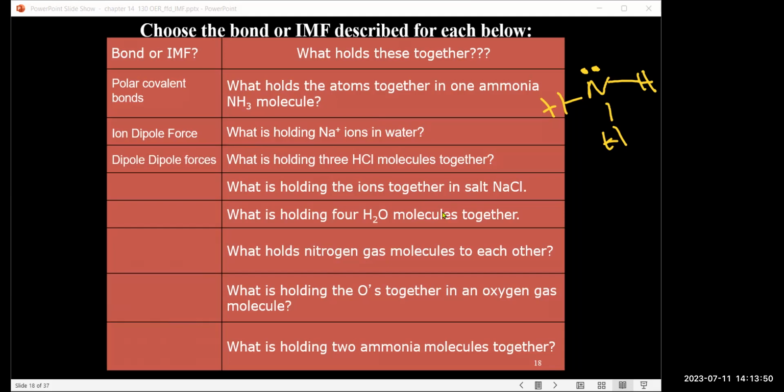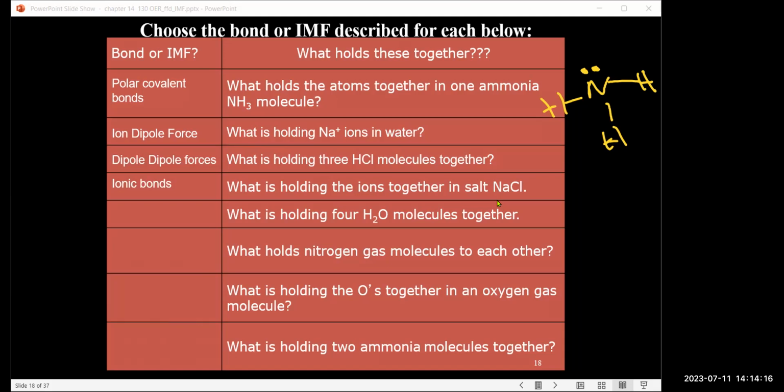What is holding the ions together in salt, sodium chloride? There's no mention in this question of an aqueous system, so we're talking about the solid. We know that sodium and chloride form an ionic compound, because we have a metal and a nonmetal. So what's holding them together is ionic bonds.